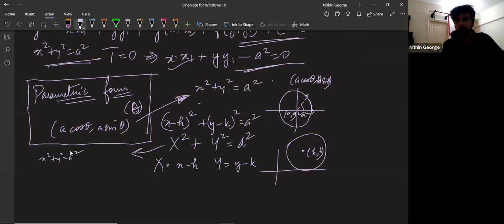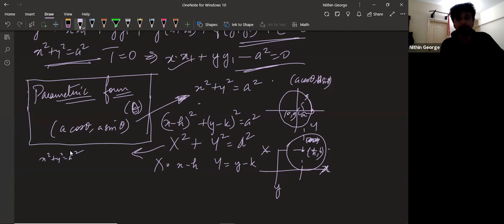So the parametric form in the new coordinate system. This is where capital X and capital Y axis is. Small x and small y axis will be here. But we moved it to another point, capital X and capital Y. So h comma k is the point in the old format and 0 comma 0 is the point in the new format. In the new coordinate system, the origin will be h comma k. That's the idea. So I'm shifting the origin.